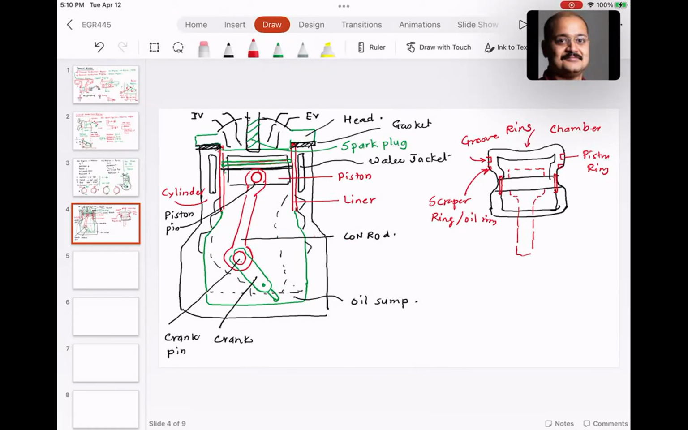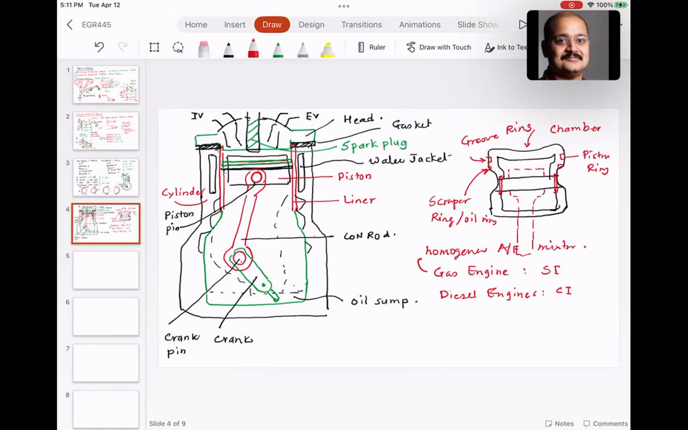Gasoline engines are spark ignition, and diesel engines are compression ignition. So the difference in the diesel engine is there won't be a spark plug, but there will be a fuel injector. So please try to understand, a gas engine has a homogeneous air fuel mixture.